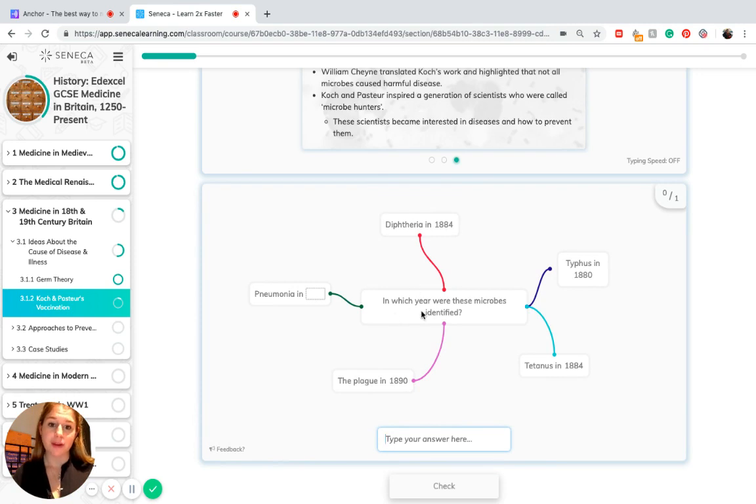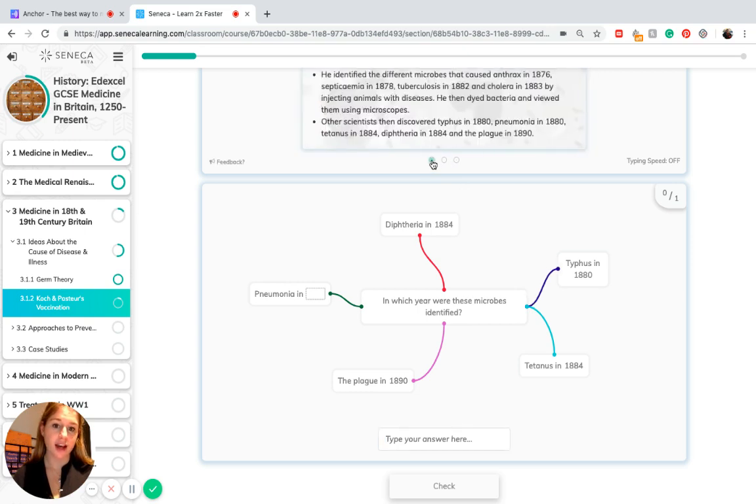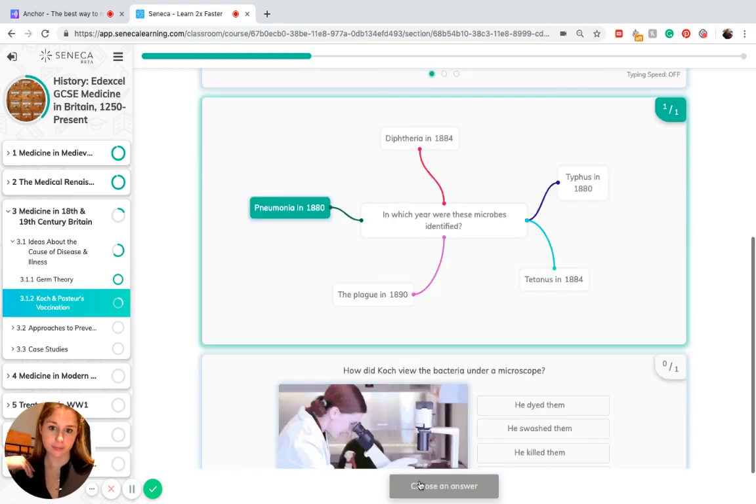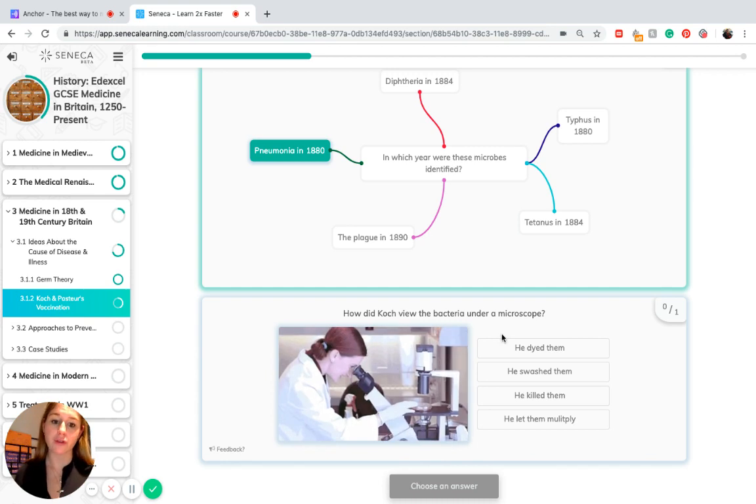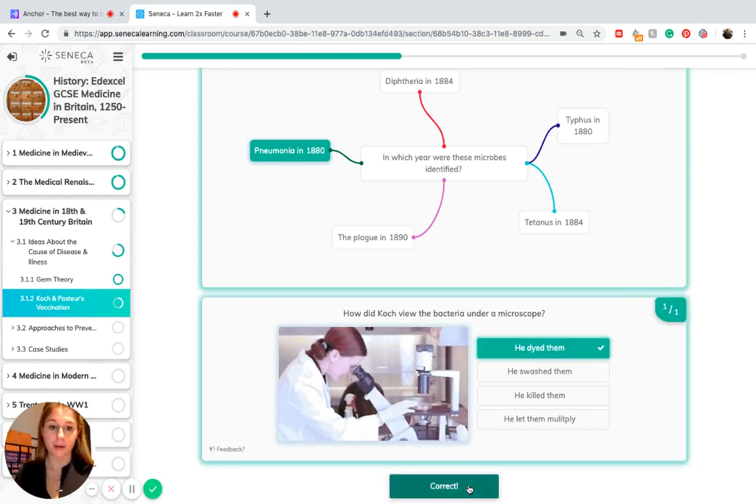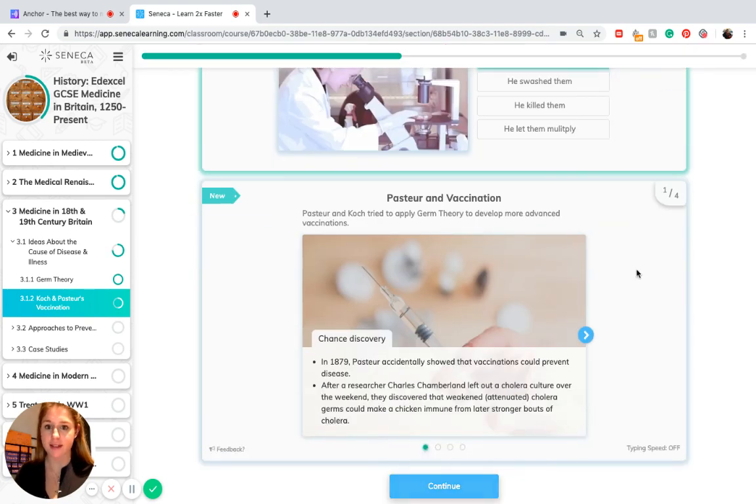So to recap, when those microbes were identified, we know that diphtheria was identified in 1884, typhus in 1880, tetanus in 1884, the plague in 1890, and as we learned up here, pneumonia in 1880. So how did Koch view the bacteria in a microscope? We know that he dyed them before placing them in the microscope to see the effects.